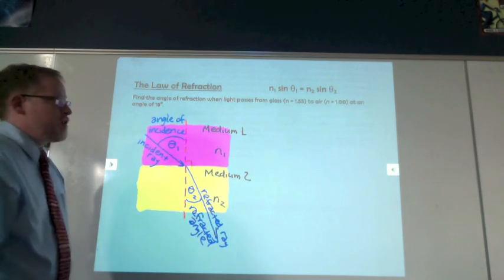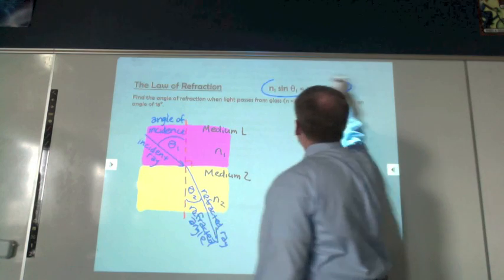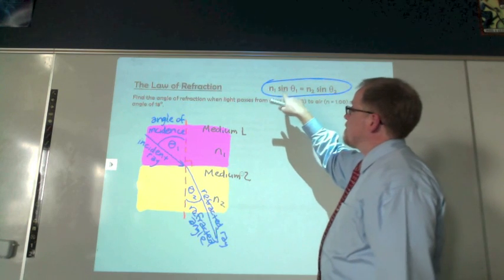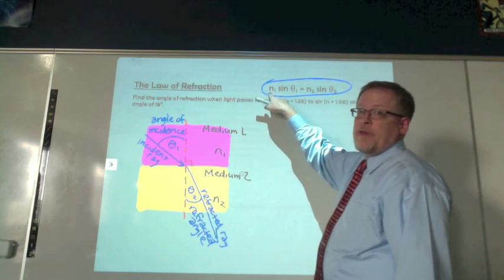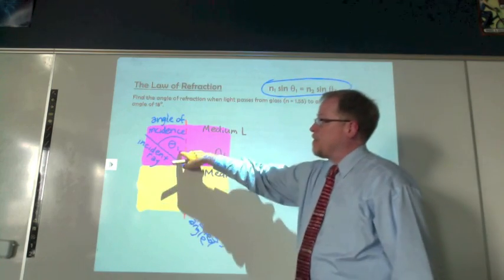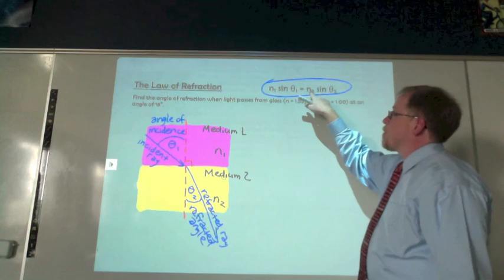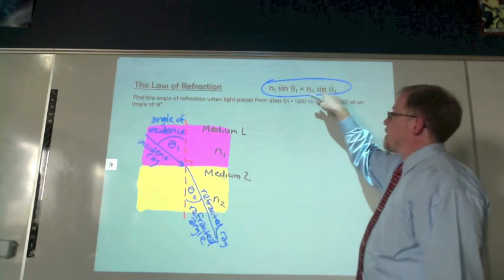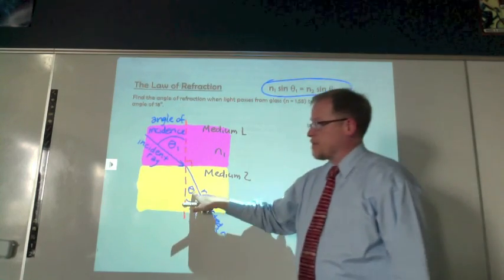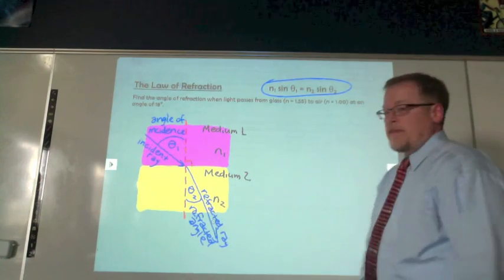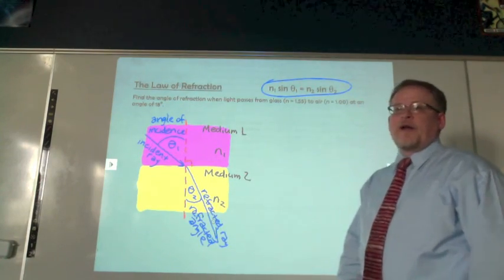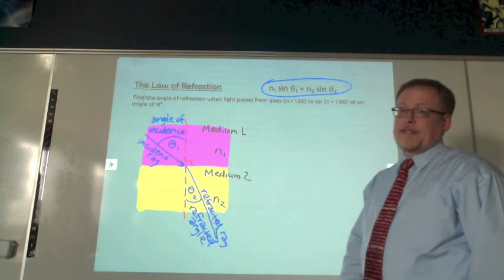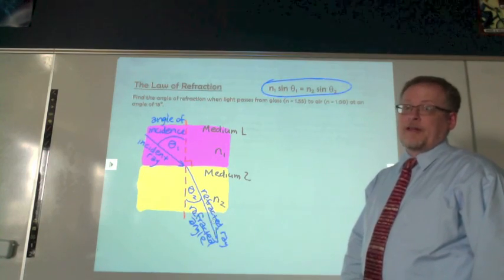If we look at our equation up here, we see that Snell's law, or the law of refraction, states that the product of the index of refraction and the sine of the incident angle will equal the product of the index of refraction in the refracted medium multiplied by the sine of the refracted angle. So it's still a fairly simple relationship, but it's going to require use of trigonometry, and as such, be sure that your calculator's mode is in degrees. If it's not, you will not get the right answer.